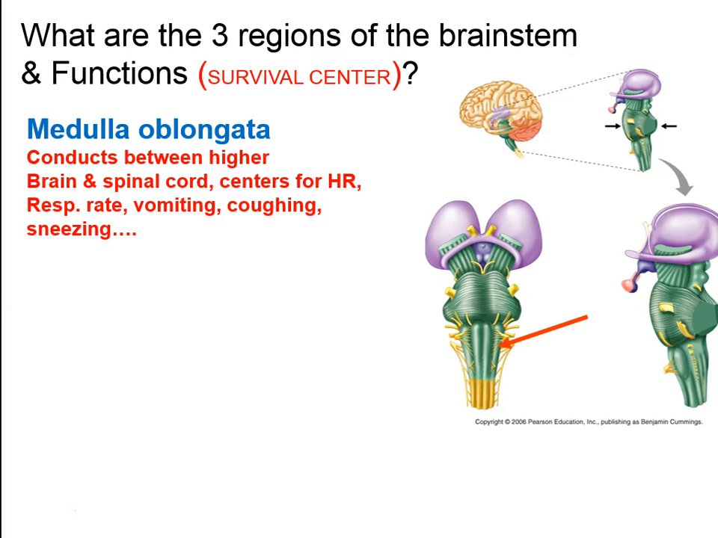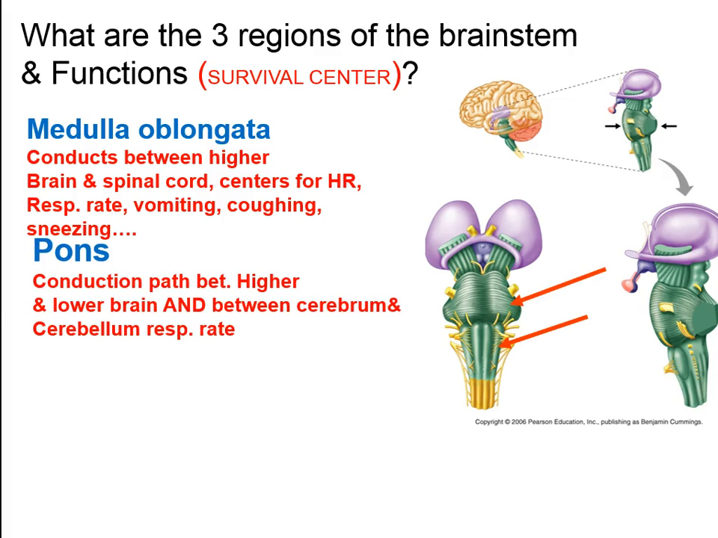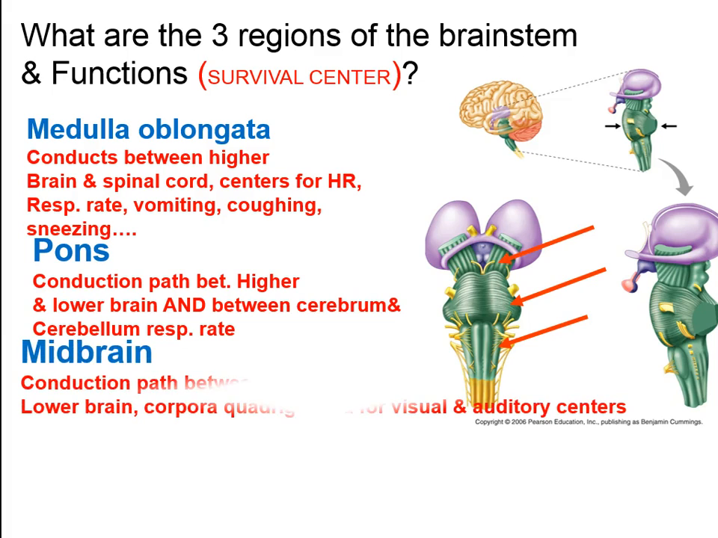So the medulla is a connection between the higher brain and the spinal cord. There are centers there for heart rate, respiratory rate, vomiting, coughing, sneezing. The pons, or pons varolii, is a conduction pathway between the higher and lower brain and between the cerebrum and cerebellum. There are some areas there that help control respiratory rate. And then the midbrain is a conduction pathway between the higher and lower brain. This is where you find the corpora quadrigemina with the superior and inferior colliculi, and that's where you have visual and auditory centers.